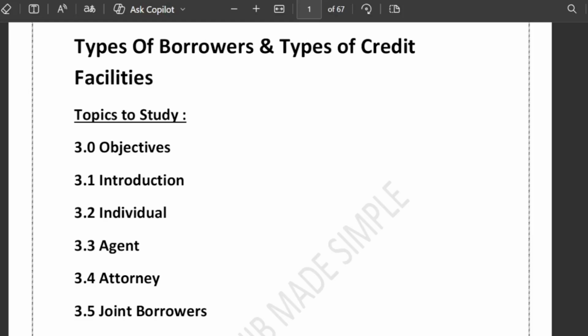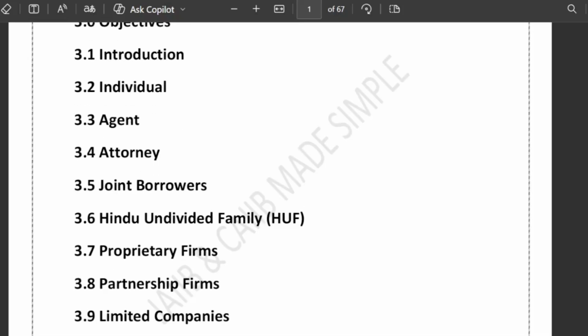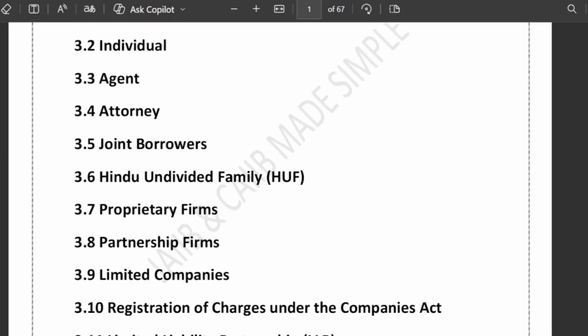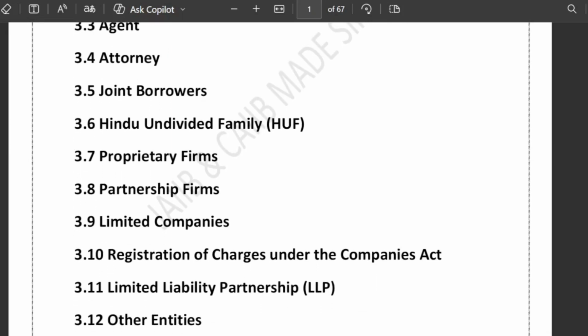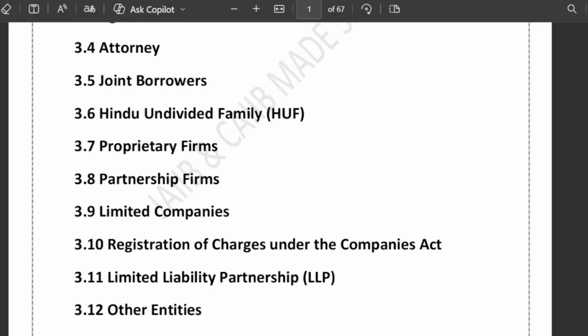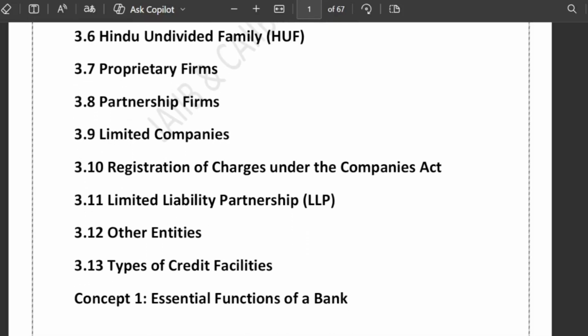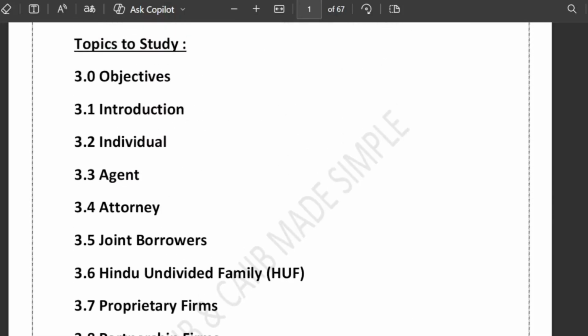First of all, we will see the objectives, then introductions, who is individual, who is agent, attorney, joint borrower, Hindu undivided family, proprietary firm, partnership firm, limited company, registration of charges under the Companies Act, and then LLP, other entities, and finally types of credit facility. So the entire chapter we will cover in 3 to 4 lectures.